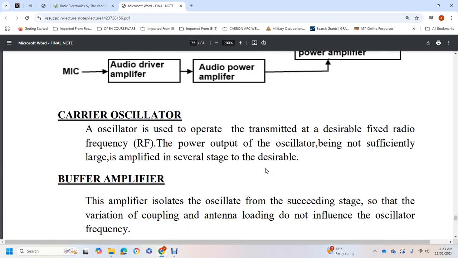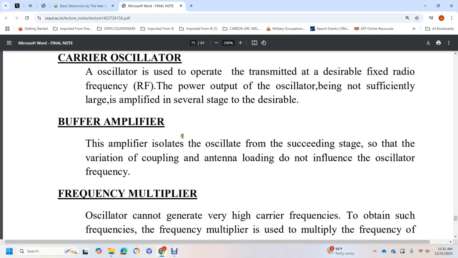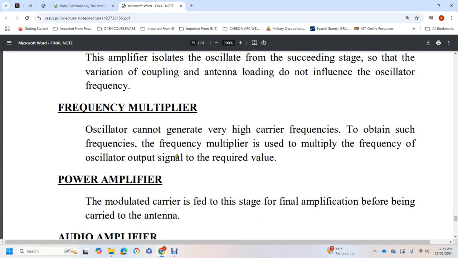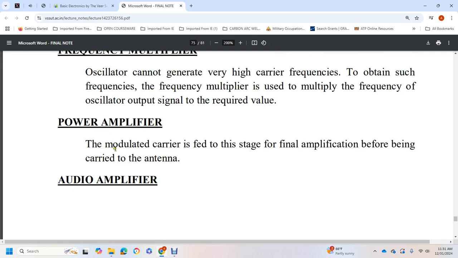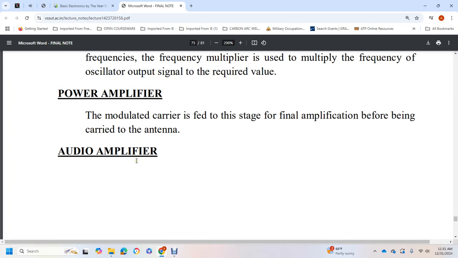The carrier oscillator is used to generate the desired radio frequencies to transmit. Since the oscillator power output is not sufficiently large, several stages of amplification are desirable. The buffer amplifier isolates the oscillator from the succeeding stage, so that variations of the antenna coupling do not influence the oscillator frequency. The oscillator cannot generate a high frequency carrier directly. To obtain such a frequency, the frequency multiplier is used to multiply the frequency of the oscillator output signal to the required value. The power amplifier feeds the modulated carrier to the final stage of amplification before it is carried to the antenna.